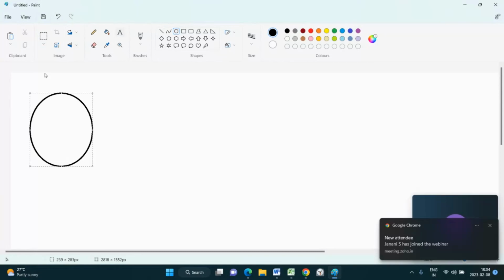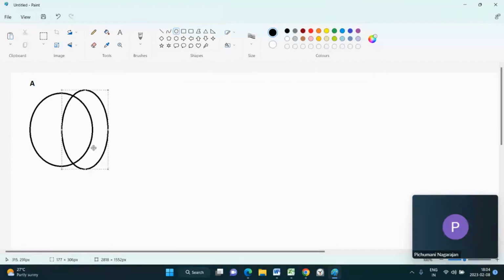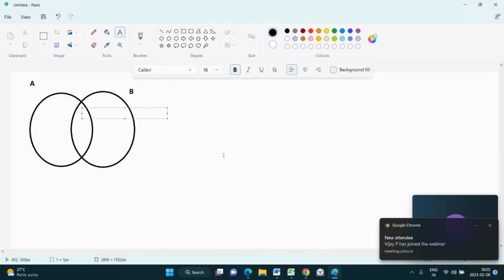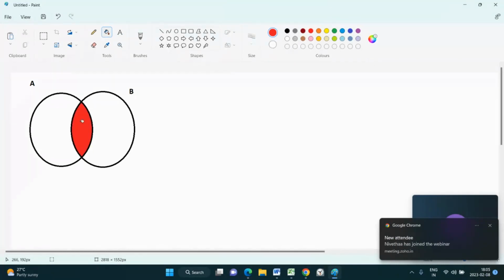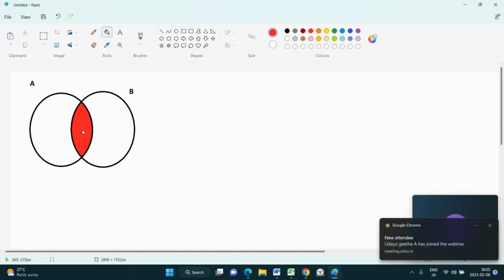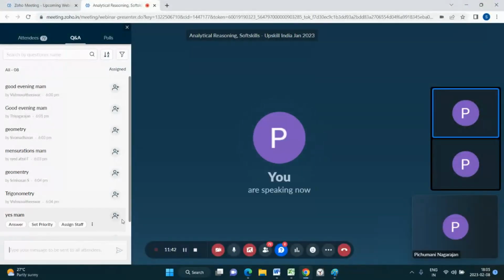There is A, this is called A. And I have another circle called B. I am now considering this as B. What is this? Which is inside? What is this called? Now you are, yes, trigonometry. Very good. So now what is this area called, this red highlighted area? How do we call this?